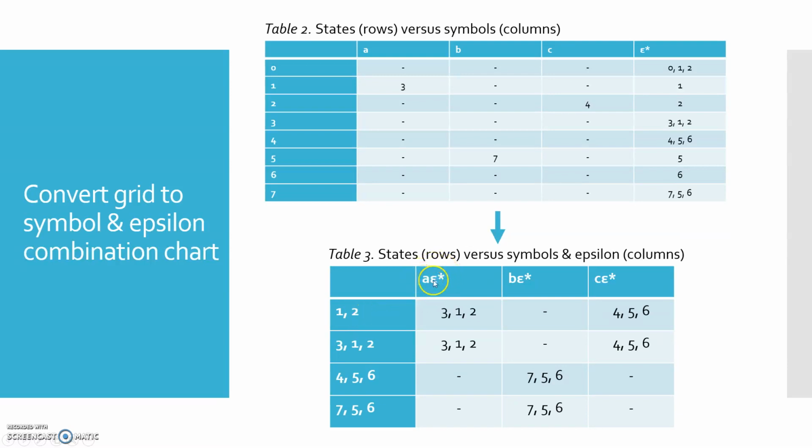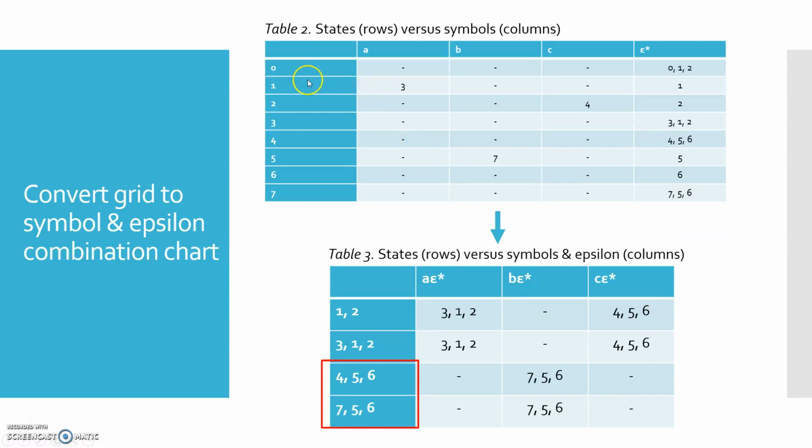So now I will explain these headers right here. If you're at state 1 or 2, you input an A, you will only be able to get to state 3 if you're at state 1. So now the epsilon star signifies that once you're at 3, you have to go to state 3 and look at that epsilon column. So that's where I got the 3, 1, and 2.